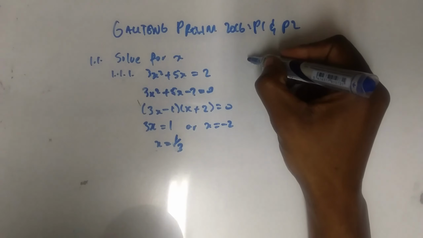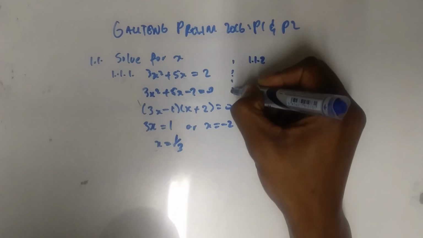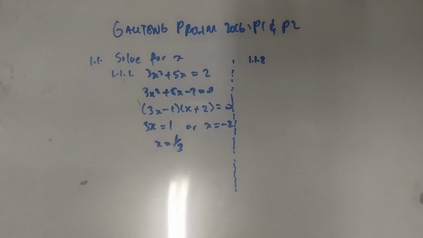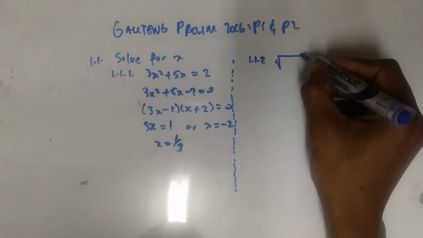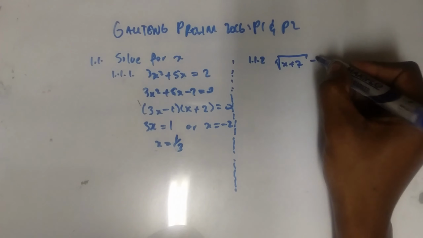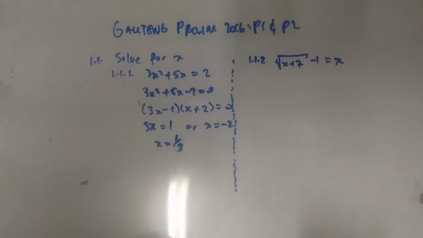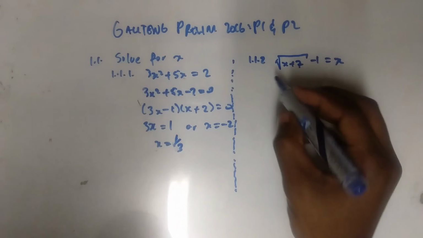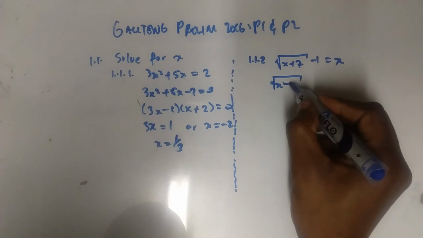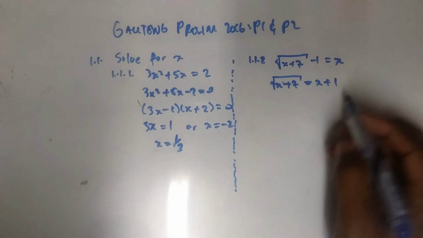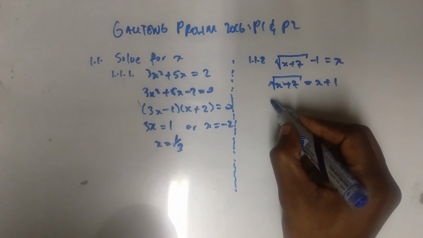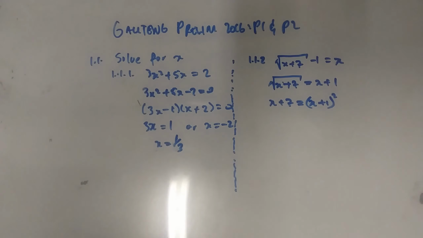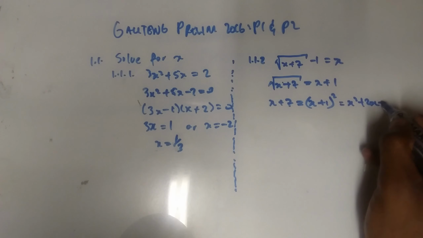Okay, and then I've got the second question, 1.1.2. Let me make a space between the two. So 1.1.2, they say we should solve for x as well. So we're going to have the square root of x plus 7, minus 1, is equal to x. What happens on this one is that we have to transpose this to the other side. So we're going to have the square root of x plus 7 is equal to x plus 1. Then we square both sides. When we square both sides, we're going to have x plus 1 squared, which is equal to x squared plus 2x plus 1.